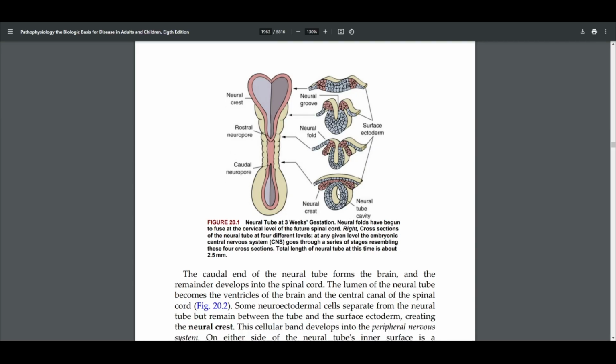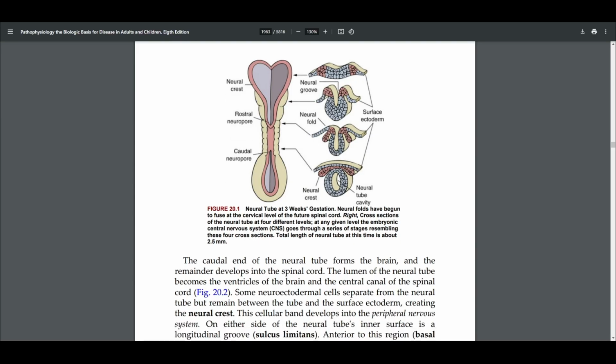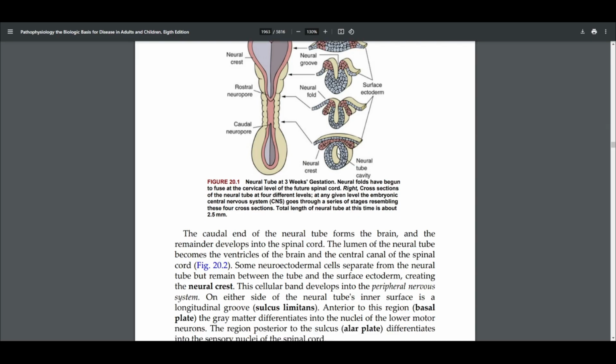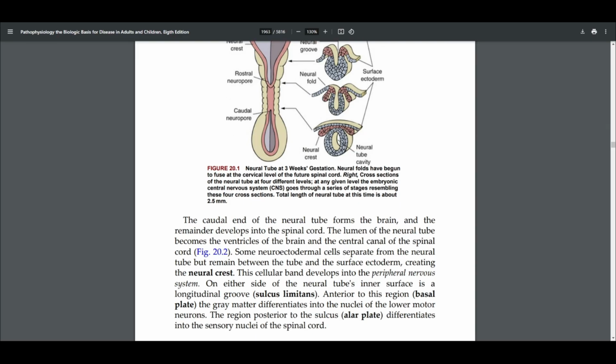The cranial end of the neural tube forms the brain, and the remainder develops into the spinal cord. The lumen of the neural tube becomes the ventricles of the brain and the central canal of the spinal cord. Some neuroectodermal cells separate from the neural tube but remain between the tube and the surface ectoderm, creating the neural crest. This cellular band develops into the peripheral nervous system.